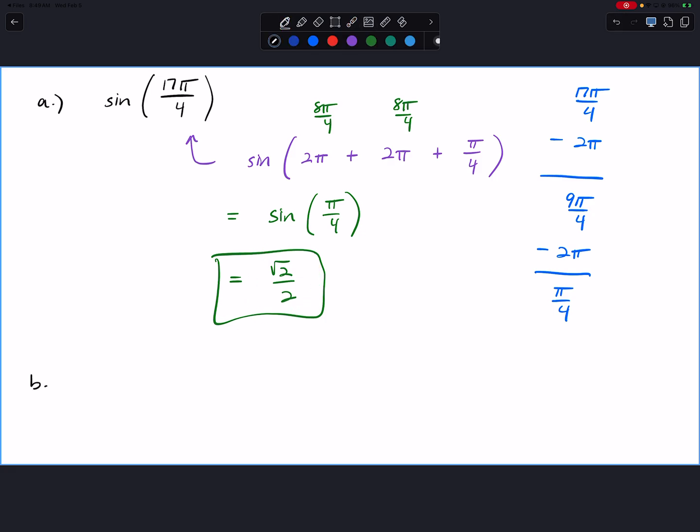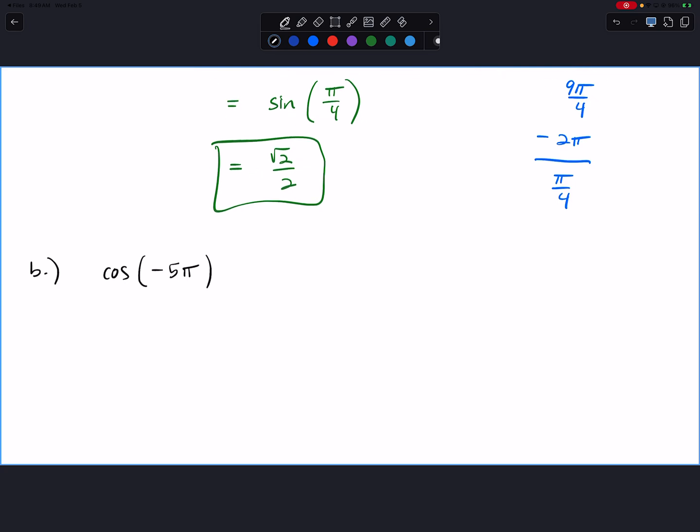Okay. B, let's find the cosine of negative 5 pi. Is negative 5 pi on my unit circle? No. Okay, so what do we know about the period of cosine? It's 2 pi. So do you guys agree I could take this number and keep adding 2 pi until I get something that's on my unit circle? If I take negative 5 pi and add 2 pi, that's going to give me negative 3 pi. And then if I take negative 3 pi and add 2 pi, that'll give me negative pi. Almost there. Negative pi plus another 2 pi is going to give me pi.